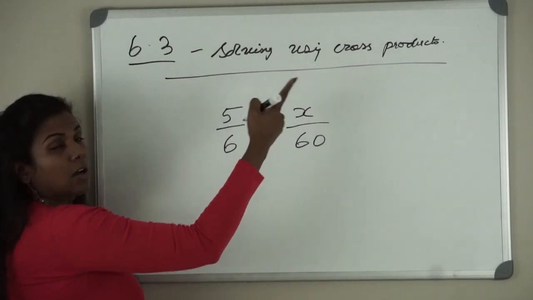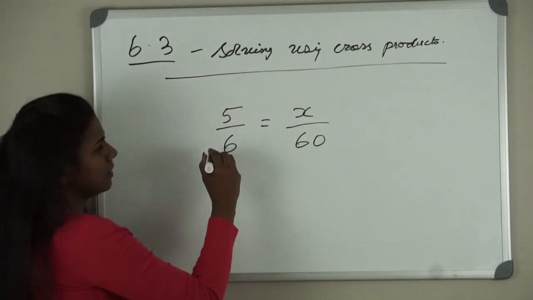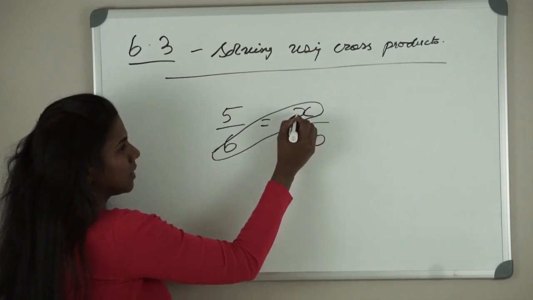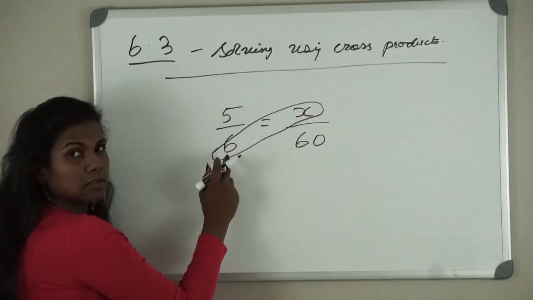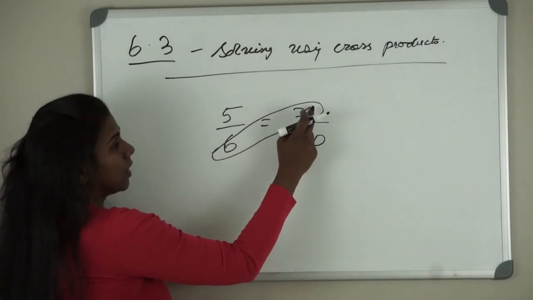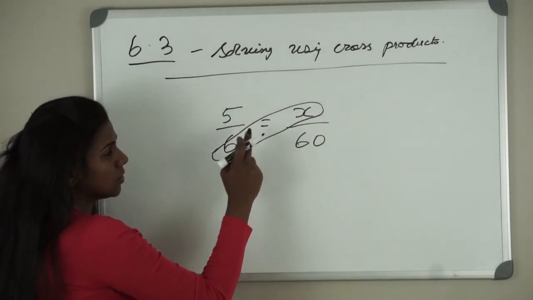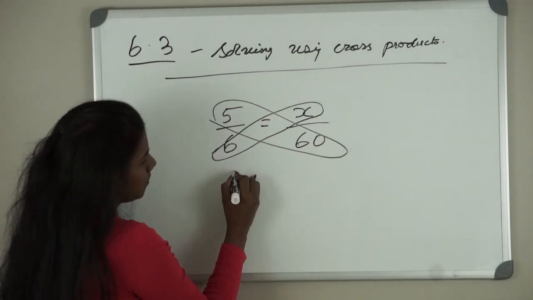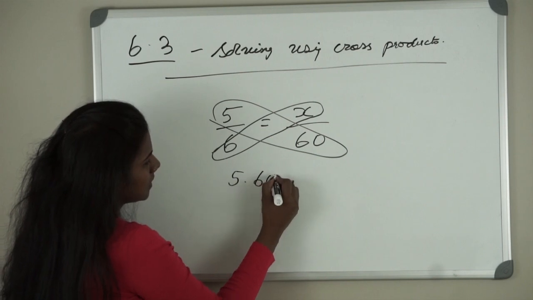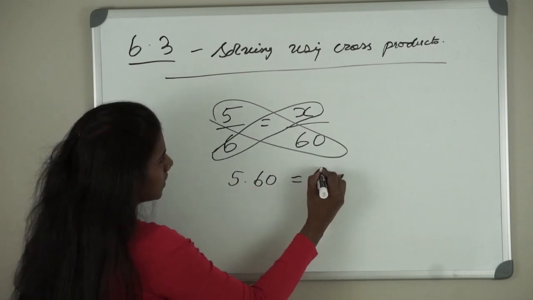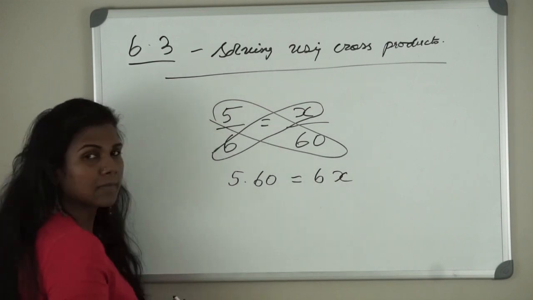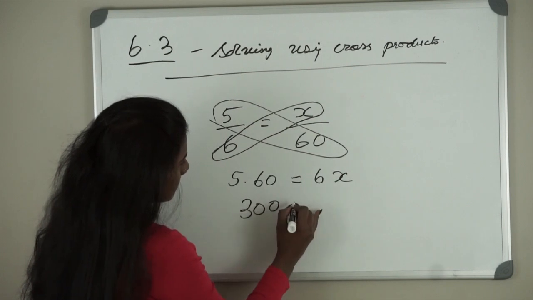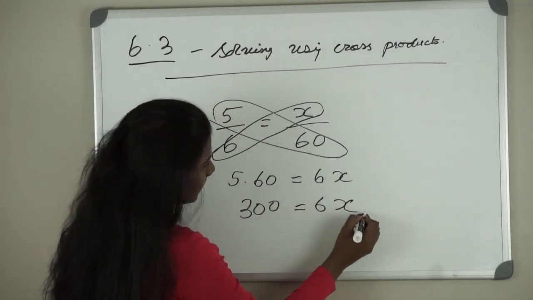Now, shall we use the cross product and solve it? Okay, again, the cross product is the product of the numerator of one side of the equation with the denominator of the other side of the equation, right? So this would be 5 times 60 is equal to 6x, correct? So this is 300 is equal to 6x.